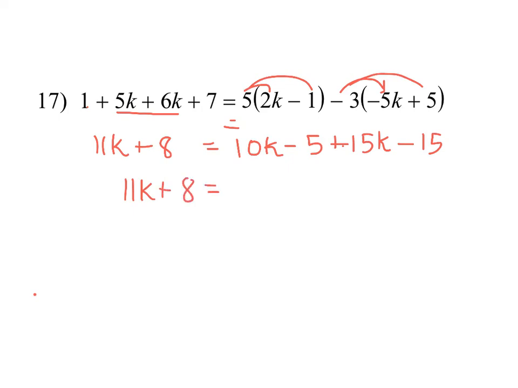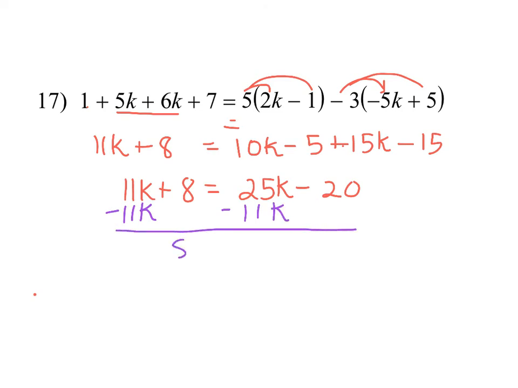equals 10k, and 15k is 25k. And again, watching my signs, minus 5 minus 15 is minus 20. Let's see. So again, I'm going to plan ahead. Which of those k's should I move first? I could move the 25k to the left by subtracting it. I'm going to get a negative number, though. If I move the 11k, all is well at the end of this story, because I'll end up with a positive number to divide by, and I'm less likely to make a mistake that way.